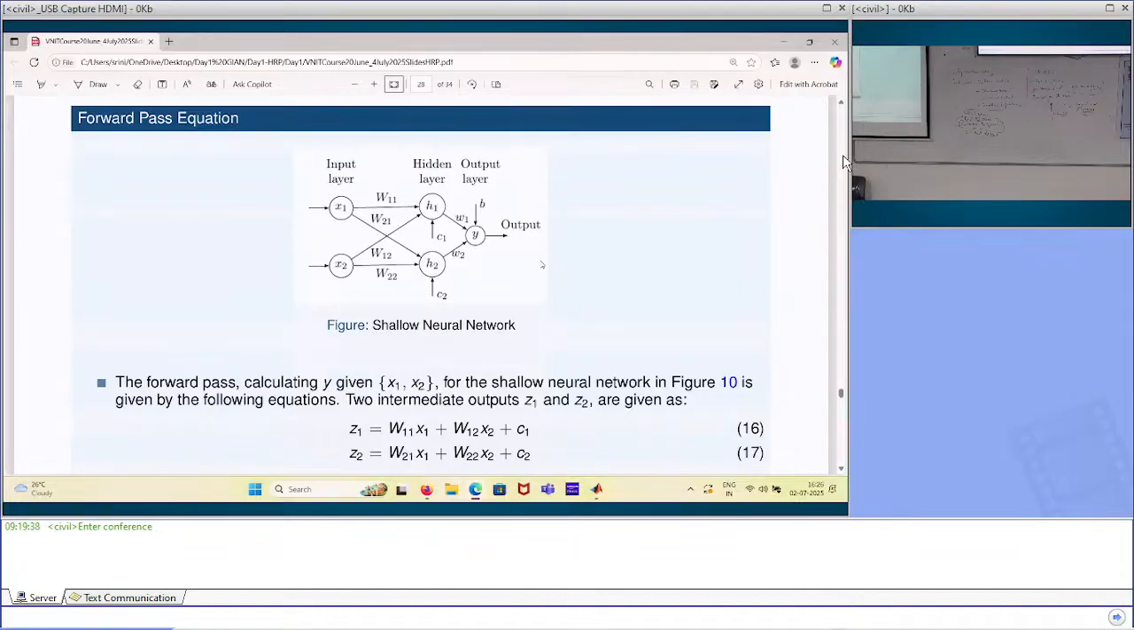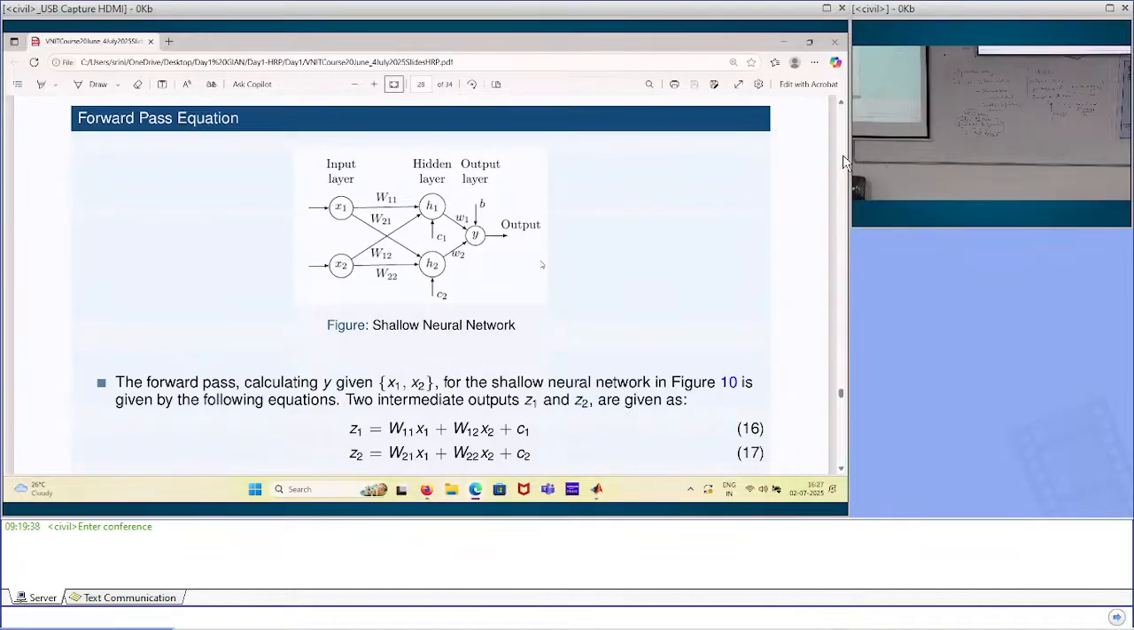What is the input to the neural network? x1 and x2, very good. And then what happens? I feed x1 and x2 to the neural network, then what happens? W1, yeah.